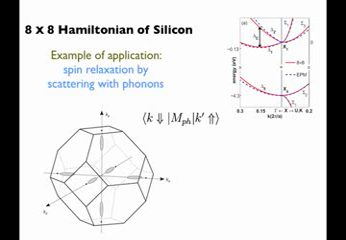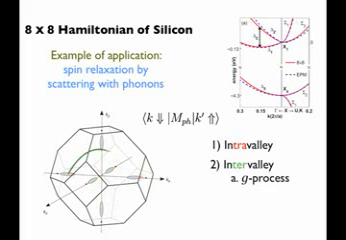So considering its many-valley property, there could be first of all intra-valley transition, where K and K prime are within the same valley, and also inter-valley transition, where K and K prime can lie in two different valleys along the same axis, called the G process, and also in valleys along different axes, called the F process.